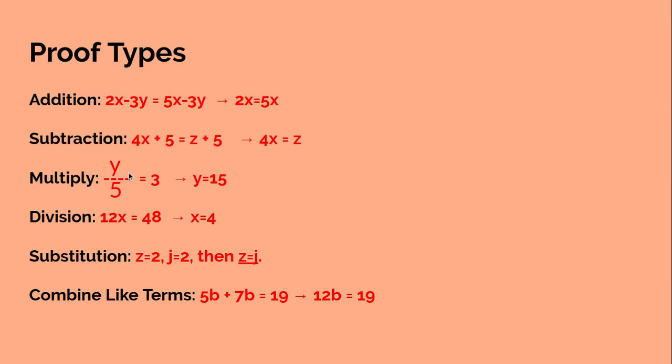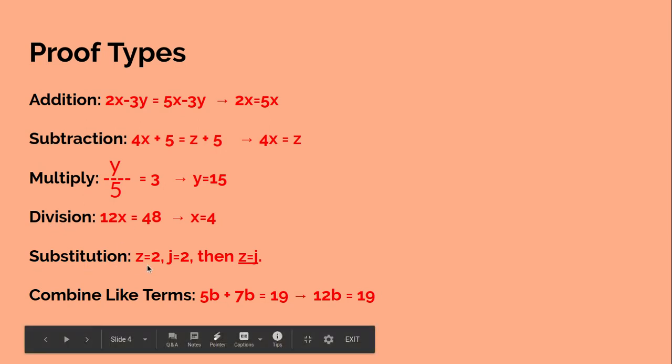Multiplication is you see division, and it seems like each time it's kind of the opposite of what it looks like. But how did you get to y equals 15? Well, you had to multiply 5 on each side to cancel out this 5 and make it just y, and then that turned into 15. Division, you just had to divide by 12 to get that. It's kind of just what you're doing to get to the next thing.